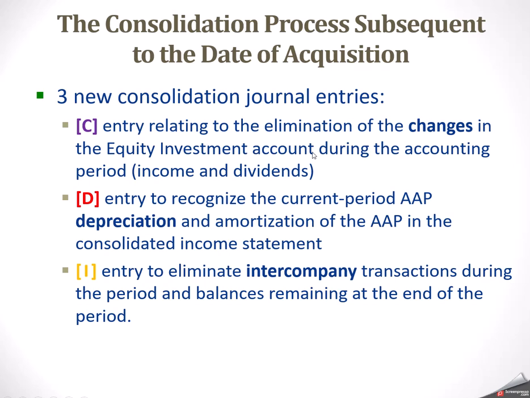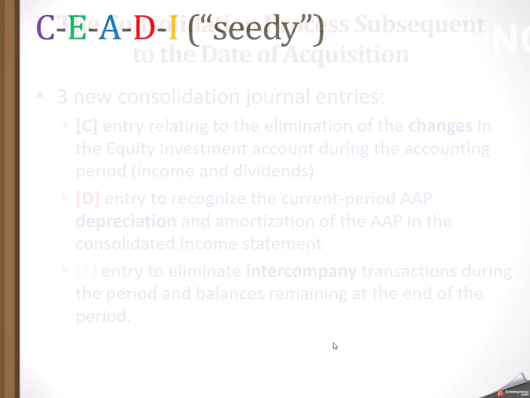So our C entry is going to relate to the equity income from the subsidiary company, and then the dividends paid by that subsidiary. We are going to eliminate those. The D entry is how the acquisition accounting premium assets get depreciated and amortized. Because like I said, they're on the top side. They're not on the parents' books or on the subs' books. They're on the consolidated books, which are on top of it. And then in chapter 4, we'll get into those I entries.